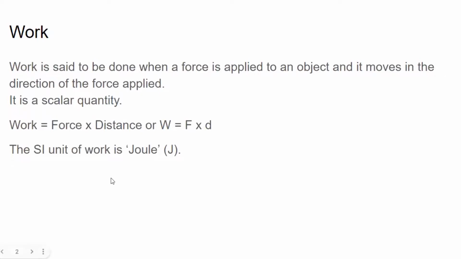So work is said to be done when a force is applied to an object and it moves in the same direction as the force applied. It's a scalar quantity and its formula is work equals force times distance covered, and its SI unit is joules, represented by capital J.